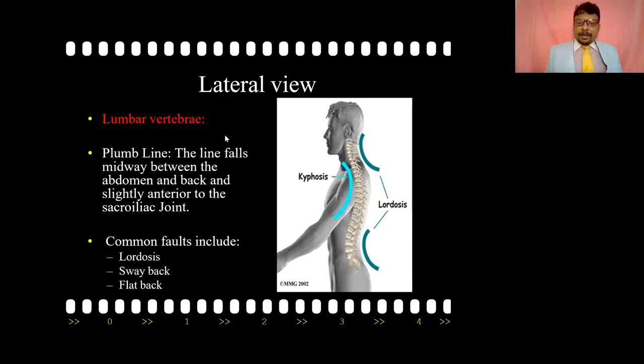And also the plumb line and the lumbar vertebra: it falls between the abdomen and the back, slightly anterior to the sacroiliac joint. So that is the plumb line in the lateral view. But in those who have complications such as lordosis, sway back or flat back, it is going to be altered. Lordosis means the exaggerated curvature; if the curvature is increased in the lumbar region, it is called lordosis. Sway back means the back is going to be, okay, I'll show you the image here, you can clearly understand.